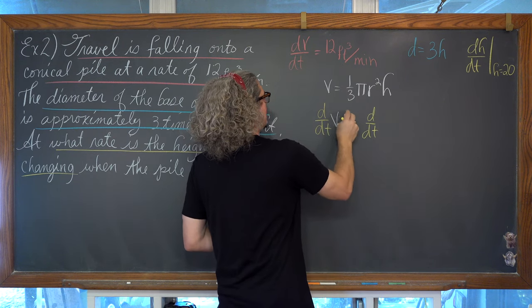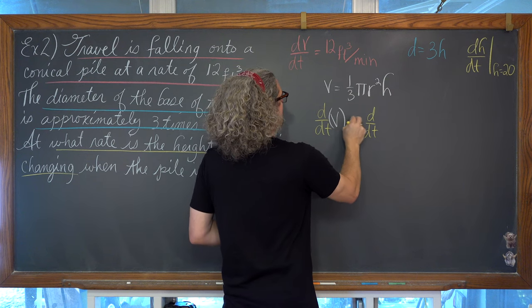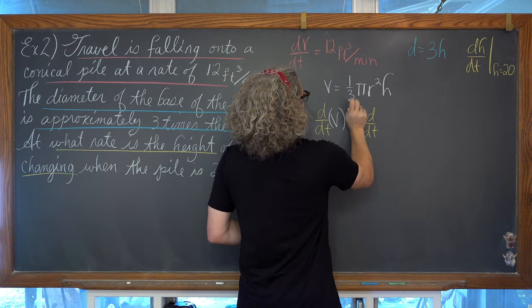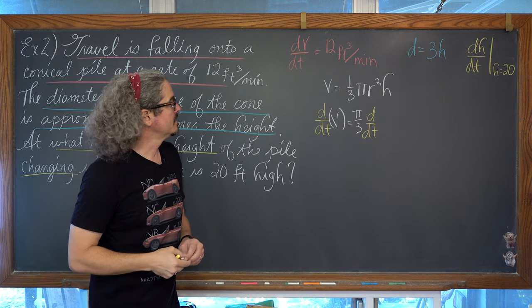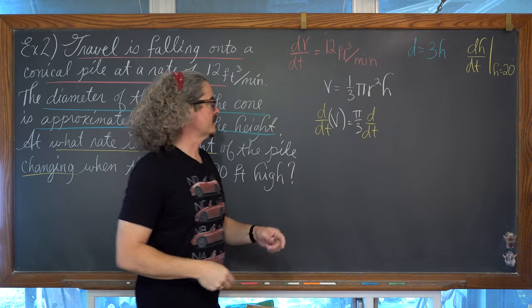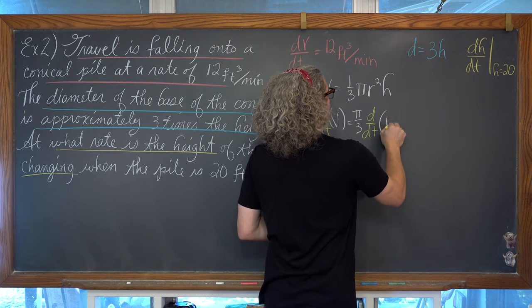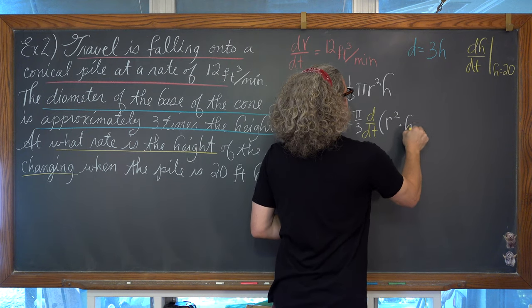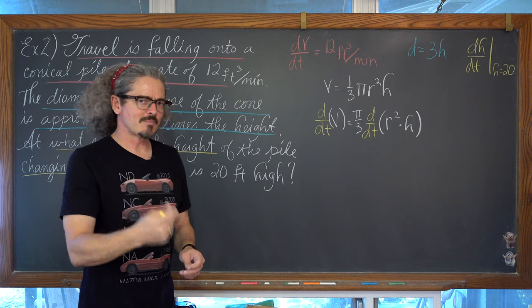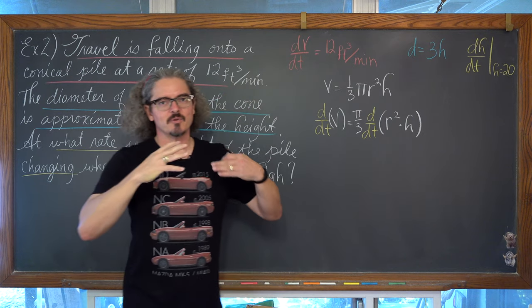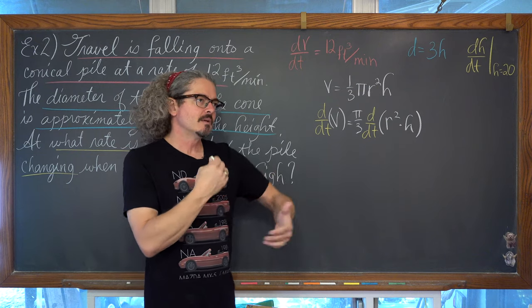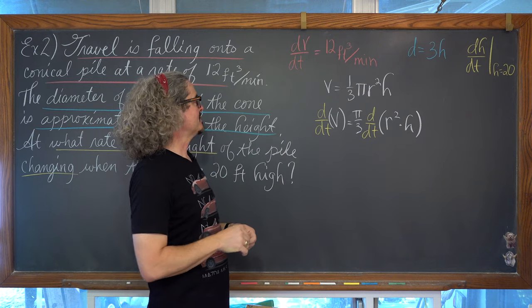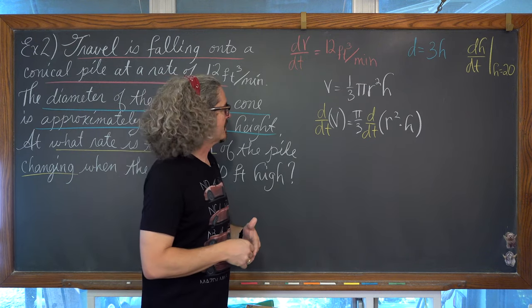Take the derivative of V with respect to t. Let's leave our pi over 3 out front, our constant coefficient, and take the derivative of r squared times the height. Now this is why my videos get long, because I'm trying to help you understand everything and guide you through some missteps that you might take that I commonly see in my class.